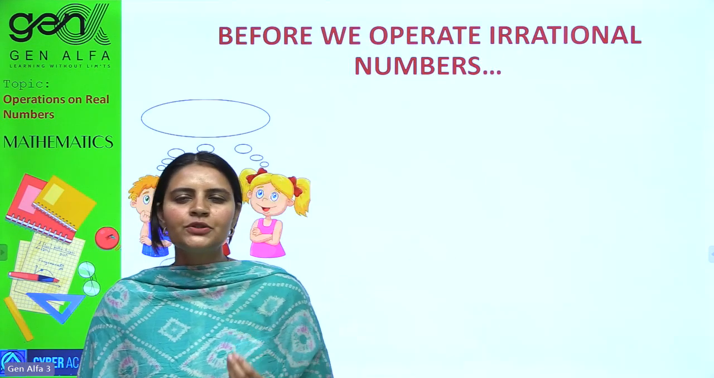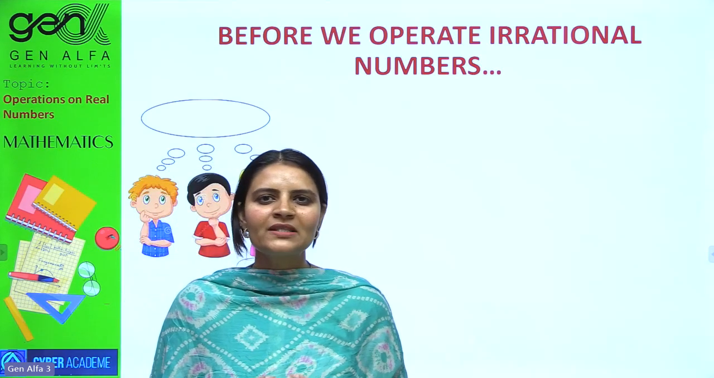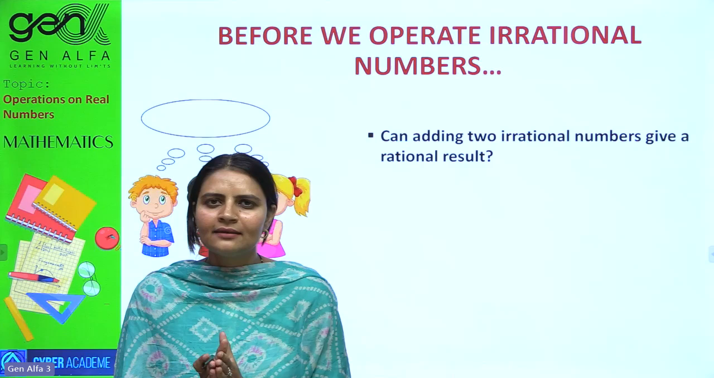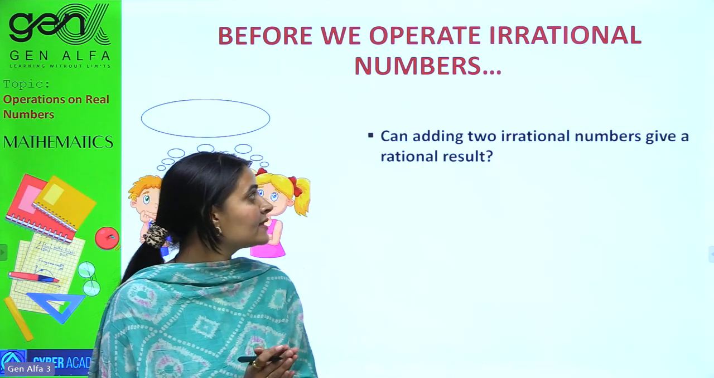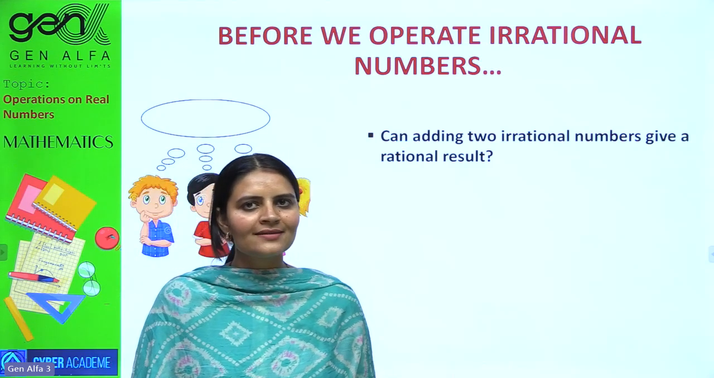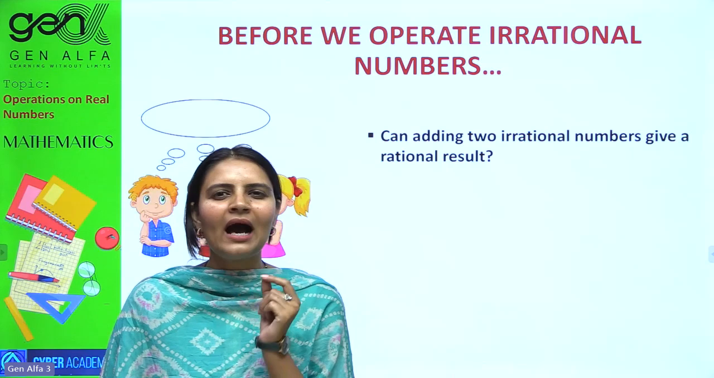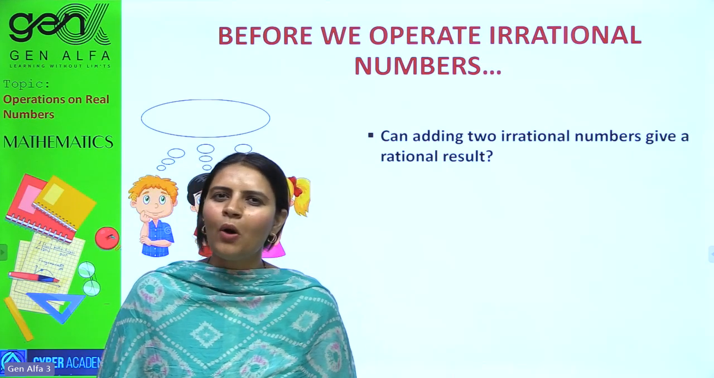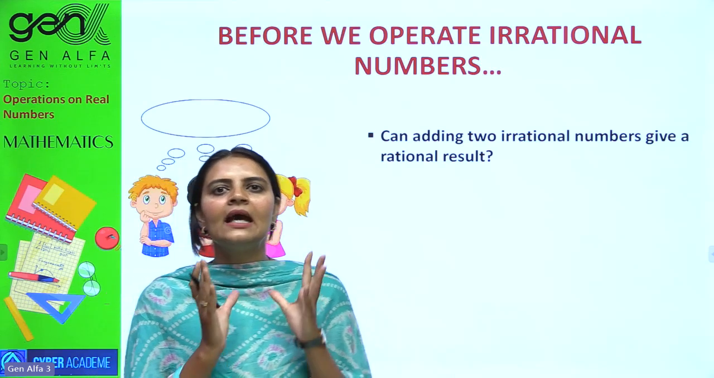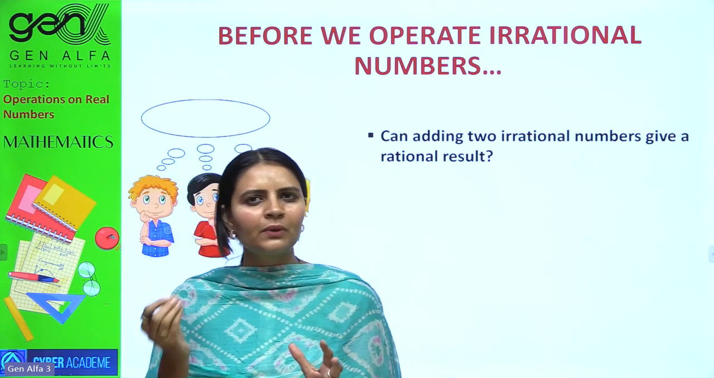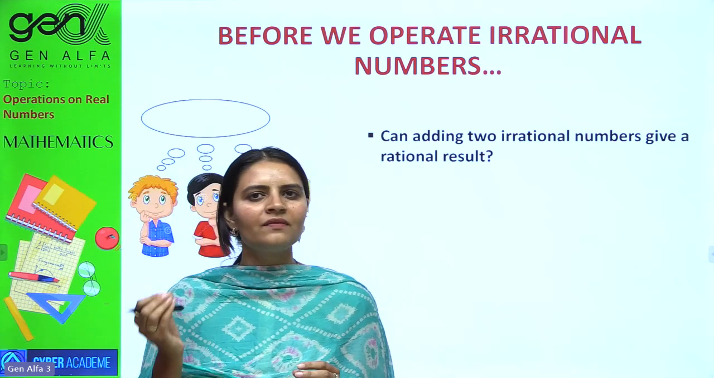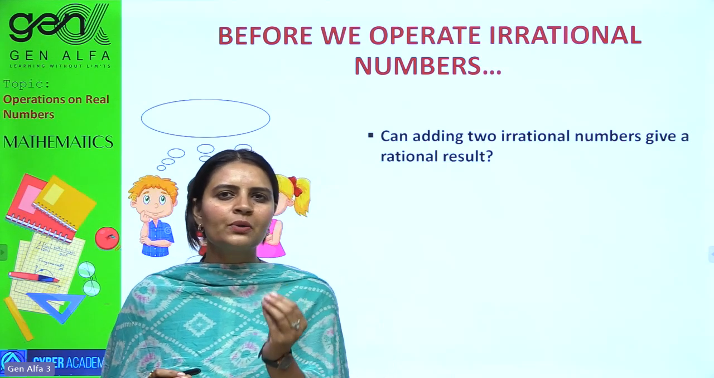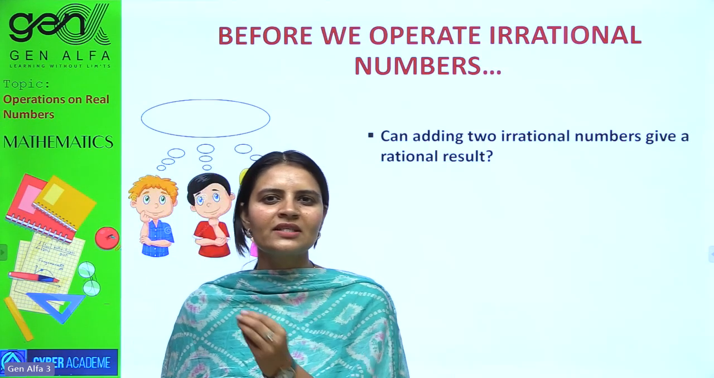Before diving into this session, let's warm up with some questions. Are you ready? Can adding two irrational numbers give a rational result? What do you feel about this statement? Can it always be right that adding irrational numbers will give you a rational result, or always an irrational result? What do you think? Try to write one or two examples to justify your answer.